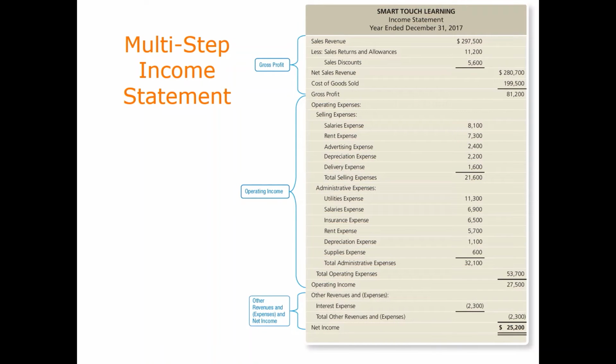We also try and use more than one column for this multi-step income statement. That helps to keep the major important numbers over in the far right-hand column. Here you'll notice these important numbers are net sales revenue minus cost of goods sold equals gross profit, minus total operating expenses equals operating income, minus other expenses equals net income.